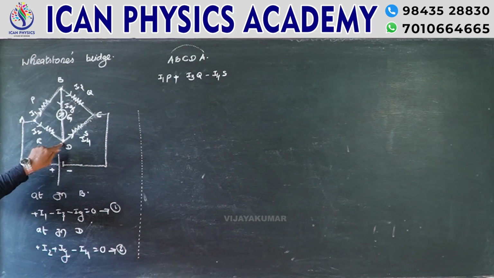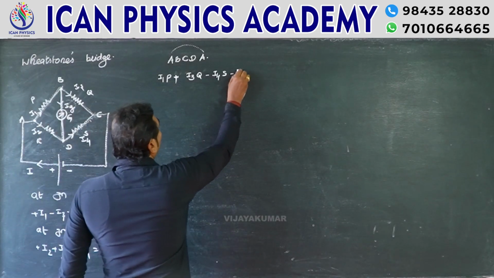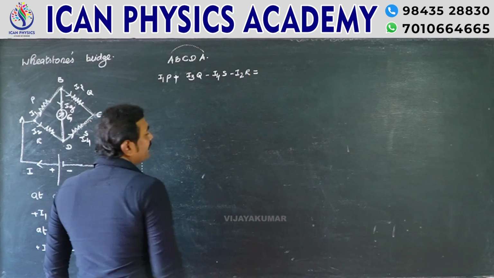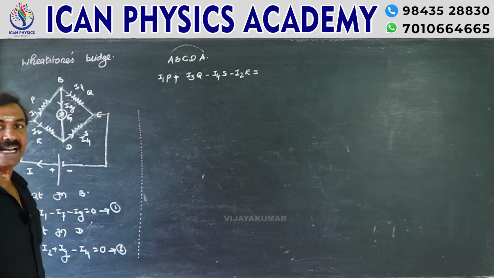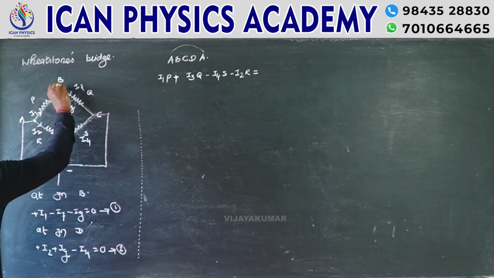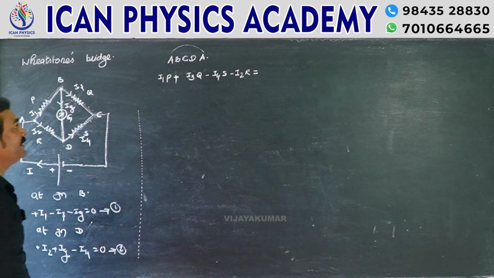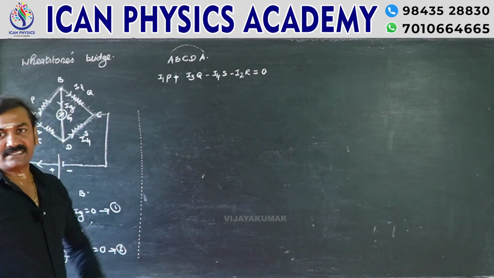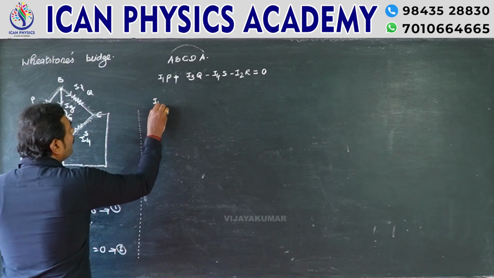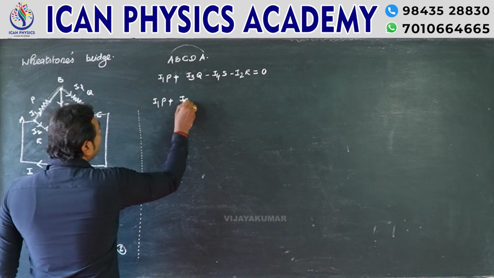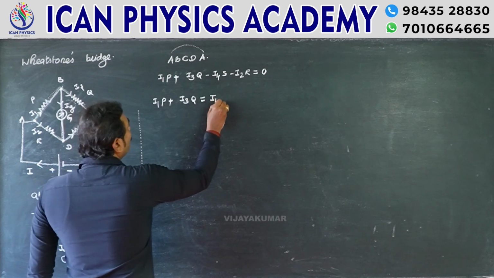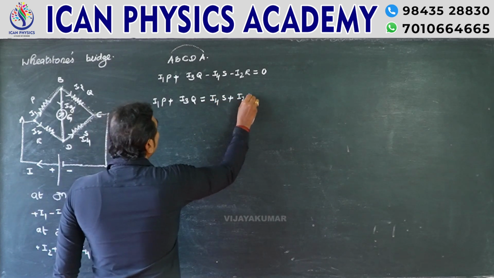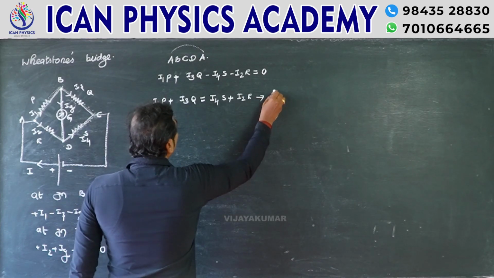Now D to A, but the current is flowing from A to D in the opposite direction, so minus I2 into R, equal to the algebraic sum of EMF in that closed circuit. In this closed circuit there are no batteries involved, so it can be taken as 0. The minus values go to the right side as plus values. So I1P plus I3Q equal to I4S plus I2R. Now it's taken as equation number 3.